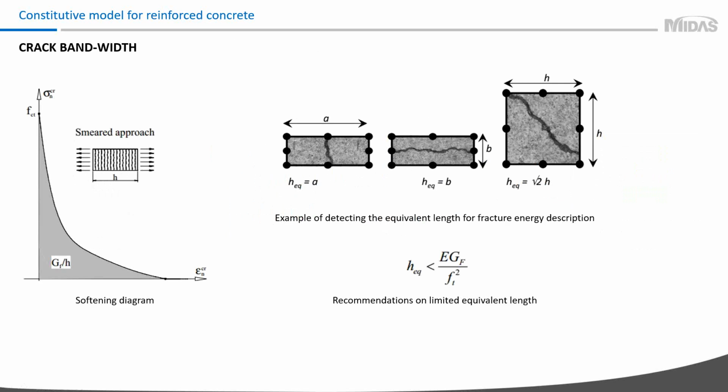The crack band width, or equivalent length, is an essential parameter in constitutive models that describe a softening stress-strain relationship for compression and tension. Typically, this length is equal to the length of the finite element, but also you have to presume the expected crack orientation in the element. Then based on this, you may define the length properly. Also on this slide, you can see some recommendations about this equivalent length.